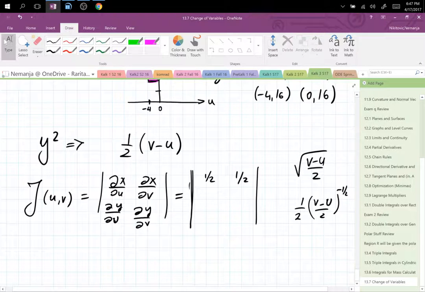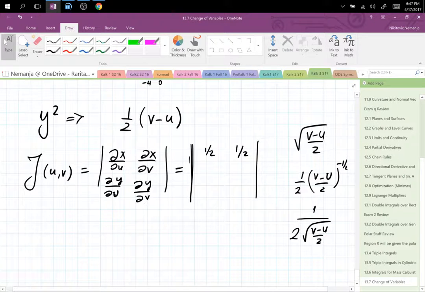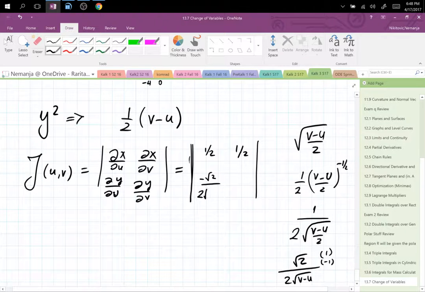So let me write it this way. This is going to be 1 over 2 times the square root of v minus u over 2, which brings the root 2 on top. Root 2 on top over 2 square root of v minus u. And then it's either times 1 or times negative 1, depending which one we need. So first one, u is negative, so it's going to be negative root 2 over 2 square root of v minus u. And then it goes positive root 2 over 2 square root of v minus u. Great.